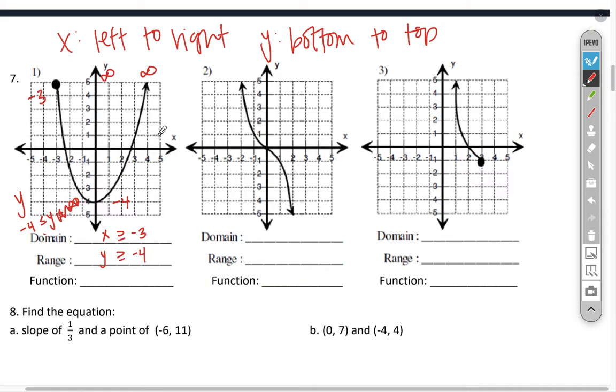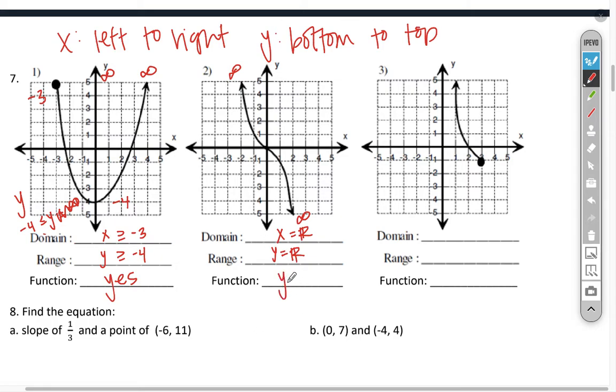Is this a function? Does it pass the vertical line test? The answer is yes. All right, for 2, notice we've got arrows on both ends, meaning we've got infinite on both ends, right? So infinity and infinity, whether it's x or whether it's y, we're going off the graph. So that means when we have infinity on both ends, we're going to equal all real numbers, and that's going to be the case for x and y here. Does it pass the vertical line test?